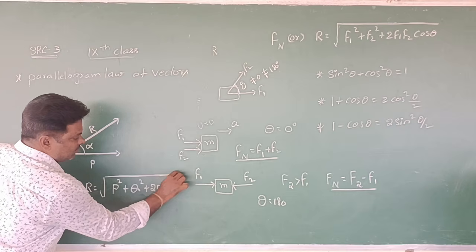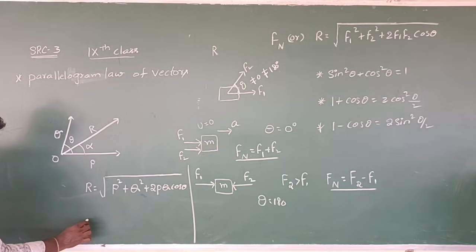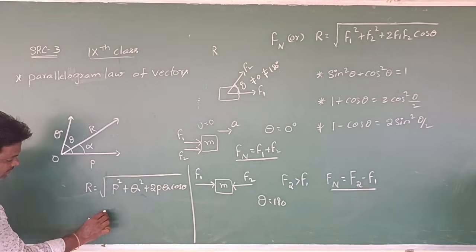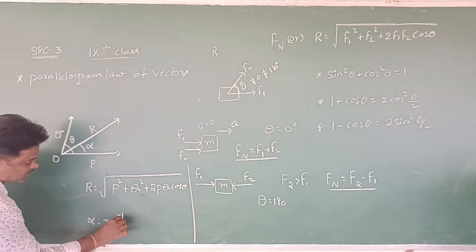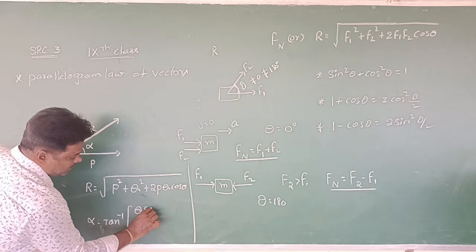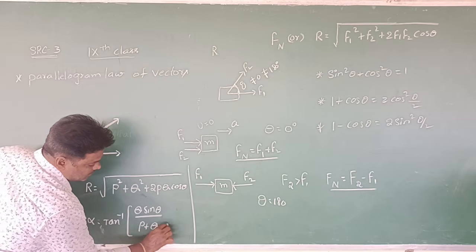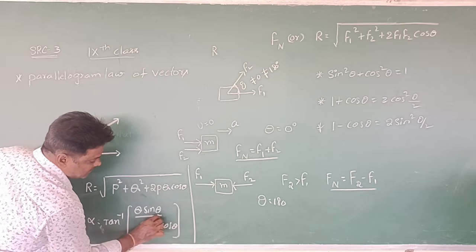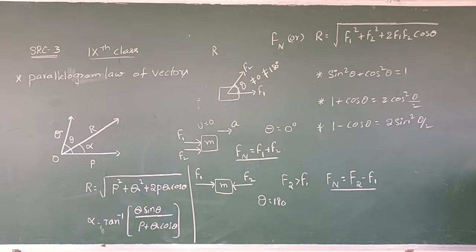So this is the formula for the resultant between two vectors P and Q, and the direction of the resultant, alpha, is equal to tan inverse of Q sin theta by P plus Q cos theta. Every formula is explained in our notes, that's why I'm not here to give you extra information regarding this.